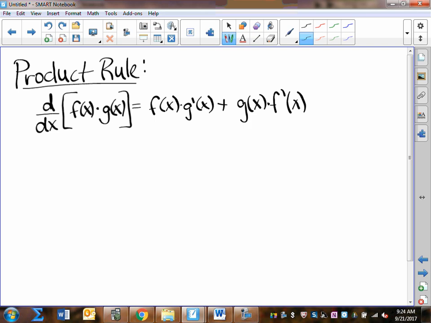Nope, we're good. I could have done g prime of x, f of x, and then f prime of x, g of x. As long as you've got derivative and non-derivative, and then flip it around, you're good. Now, depending on the textbook or website, different notation will be used.